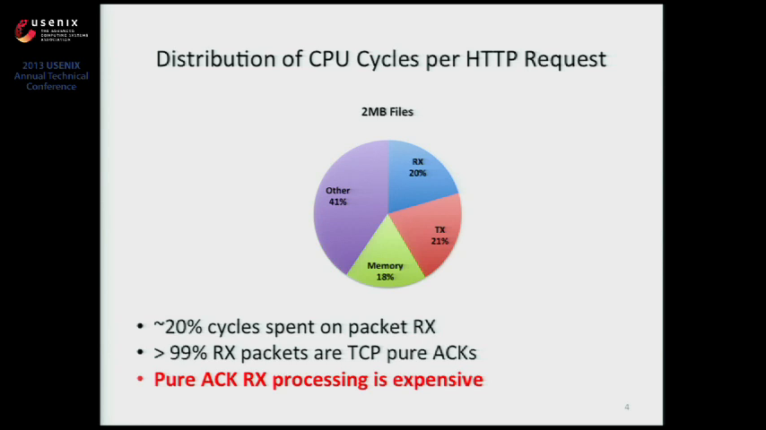We also see quite significant overhead in terms of memory allocations within the kernel, which is also comparable to the receive and transmit portions. And we also looked at the SNMP counters on the server, and we found that more than 99%, actually 99.95%, of these received packets are pure TCP ACKs. So the conclusion from this analysis is that pure ACK receive processing is quite expensive.